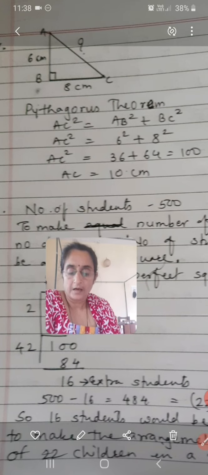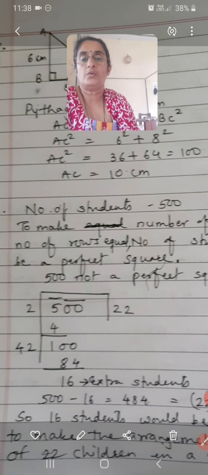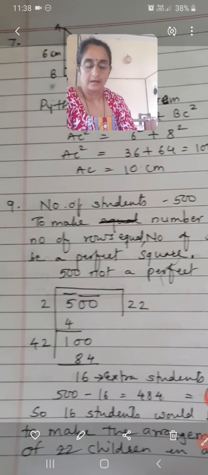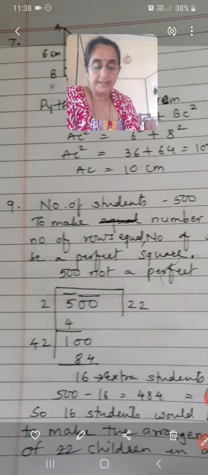Okay. Now two story problems are given. We'll do one from that now. The question given is: there are 500 students in a school. For a PT drill, they have to stand in such a manner that the number of rows is equal to the number of columns. How many children would be left out in this arrangement?